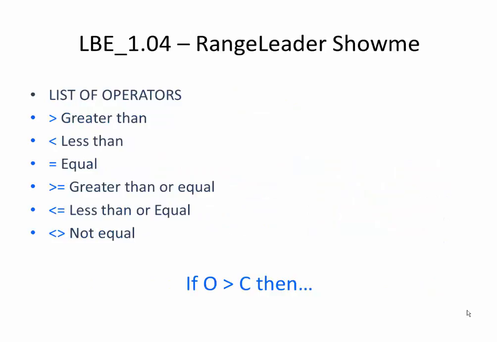Here is a list of operators: the greater than sign, less than, equal to, greater than or equal to, less than or equal to, and not equal. It would look like this. Obviously, if O for open is greater than close, then we're going to do something.